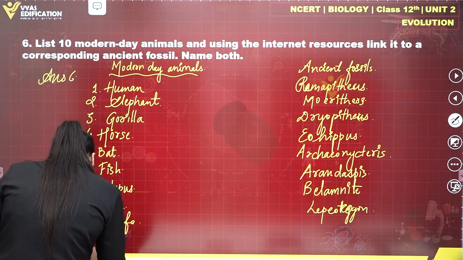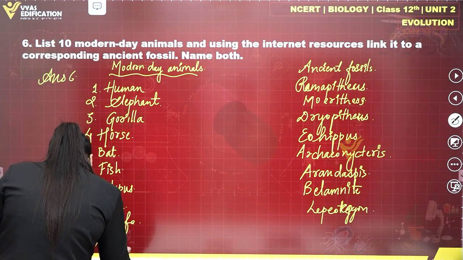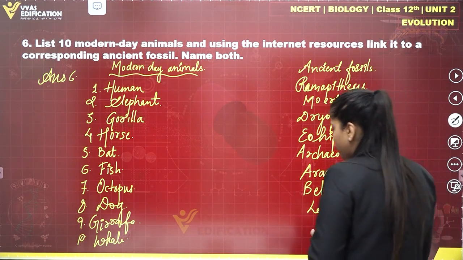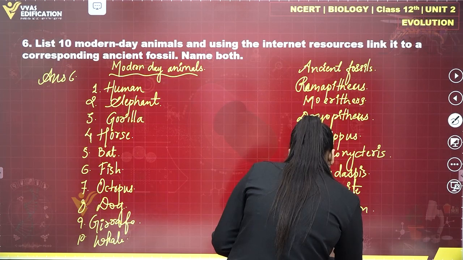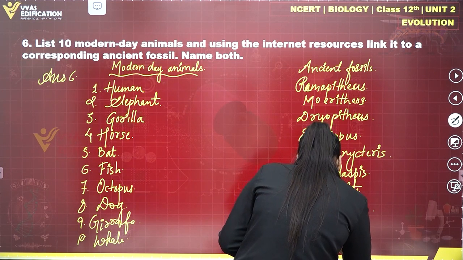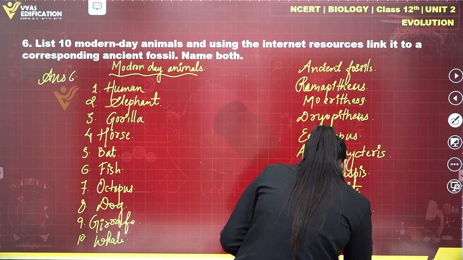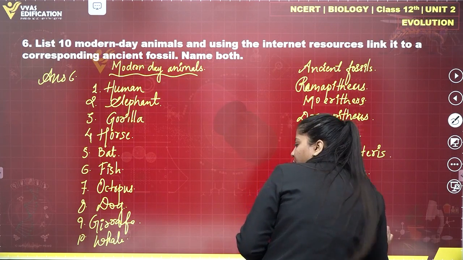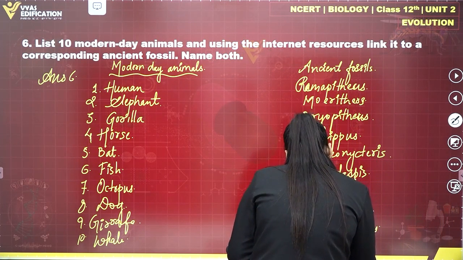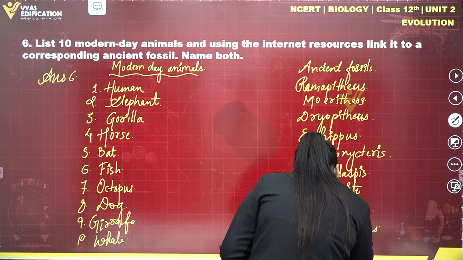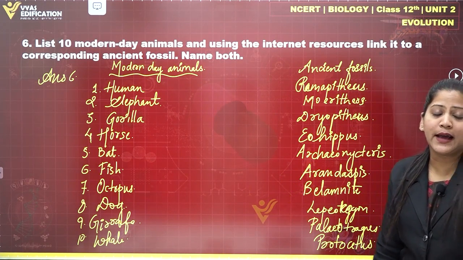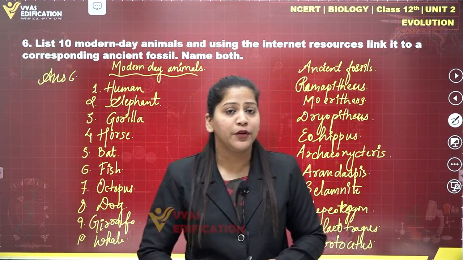Then the ninth one we talk about is giraffe. And the tenth one we'll be talking about whale. And if you talk about the ancient fossils for giraffe and whale, for giraffe we'll be having Palaeotragus, P-A-L-A-E, tragus, and for whale we have ancient fossil such as Protocetus.